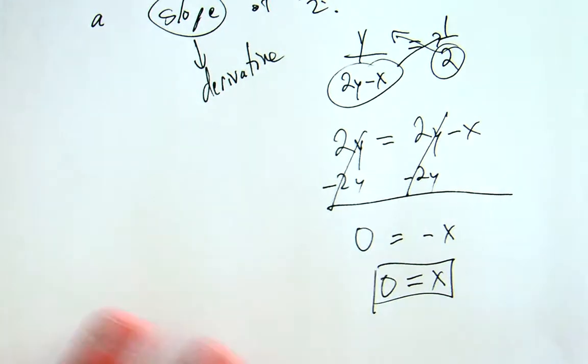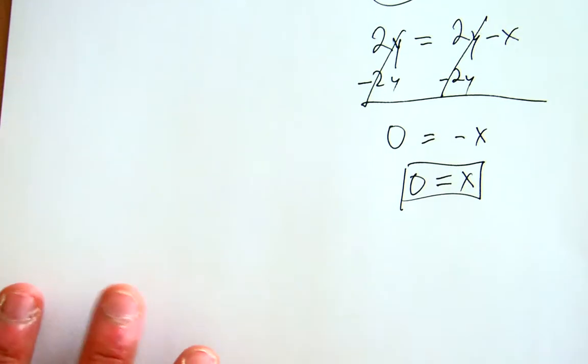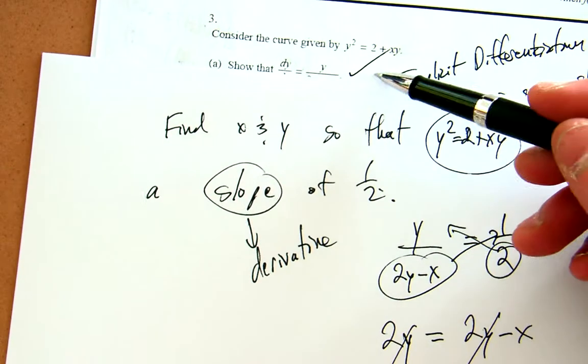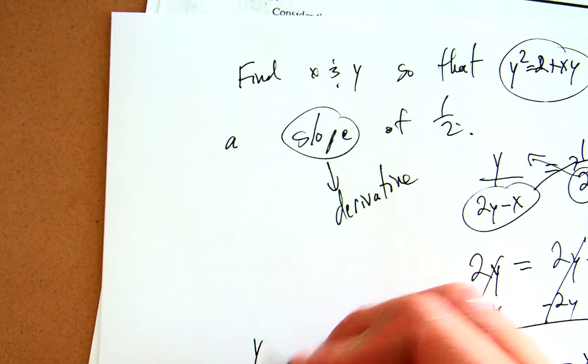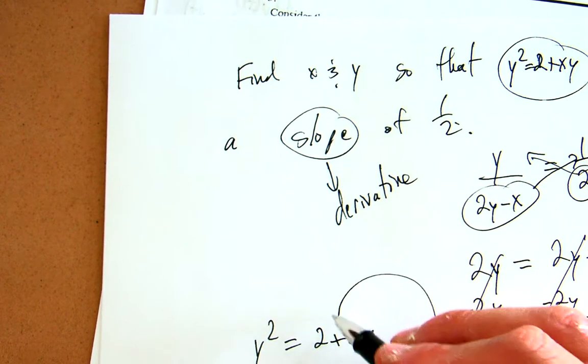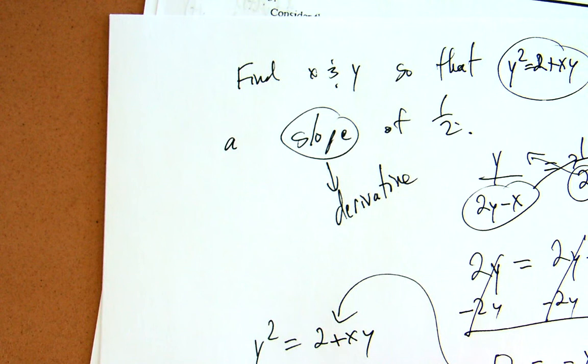So that's one value. So how do I find y? How do you think we should find y? What do you think we should do? That's right. We're going to plug it back into the original. So we know y squared equals 2 plus xy. Let's plug this in here. So we get y squared equals 2.